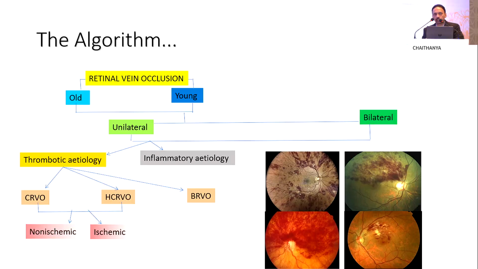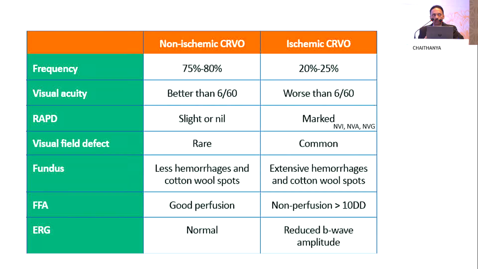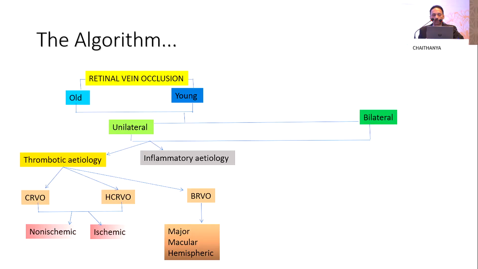But we know the commonest cause is thrombotic, and here we would like to classify vein occlusions into central retinal vein occlusion and branch retinal vein occlusion. HCRVO, hemicentral retinal vein occlusion, is considered part of CRVO because they share the same pathogenesis, prognosis and treatment. Overall, they are classified into non-ischemic and ischemic, and we also know how to differentiate them. Ischemic CRVOs typically have RAPD. If you take an FA in these patients, they have extensive CNP areas, and even on the ERG, there is a reduced B wave amplitude. All this can help us to differentiate between an ischemic and a non-ischemic CRVO.